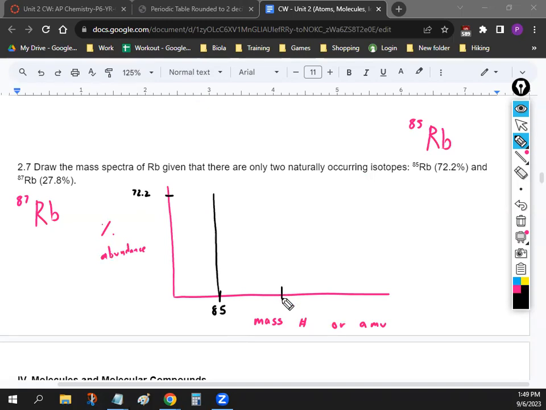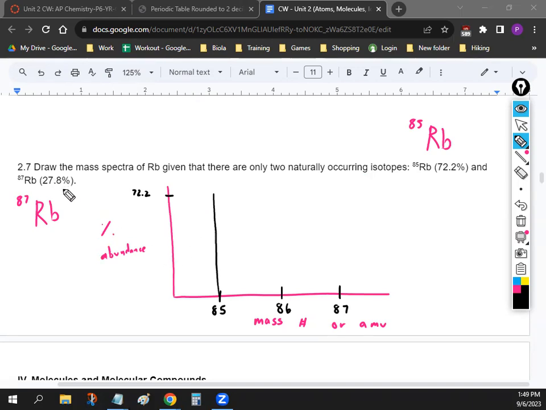Now this is optional, but I'm going to do it just to flex a little: 86 and then 87, just to show I know what number is between the two. And then lastly, we have rubidium 87, which is about 28% of the relative abundance. Now this is the important part: you have to make the height reasonable. It doesn't have to be exact, so don't pull out a ruler and measure the exact ratio. As long as you're somewhat accurate, you're good.